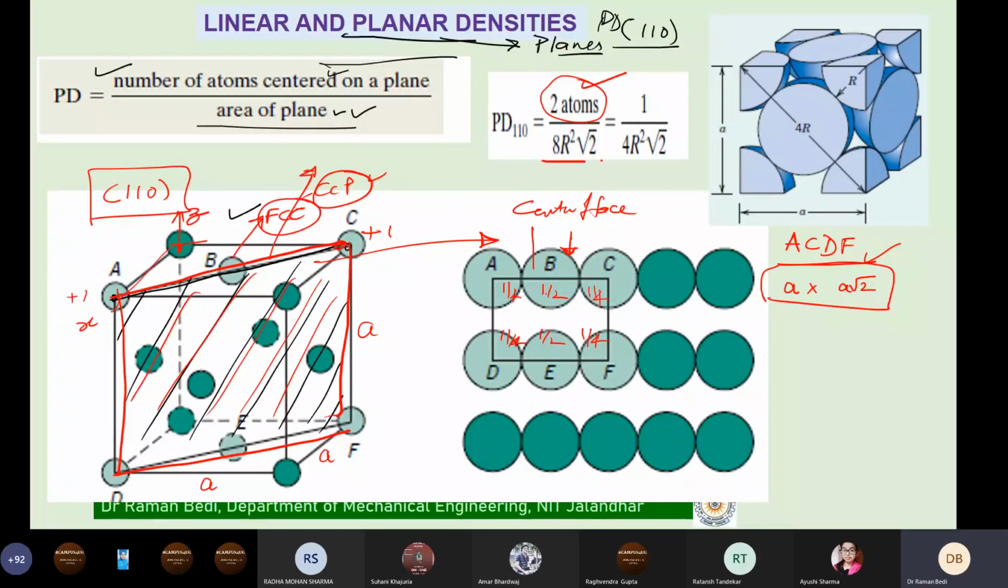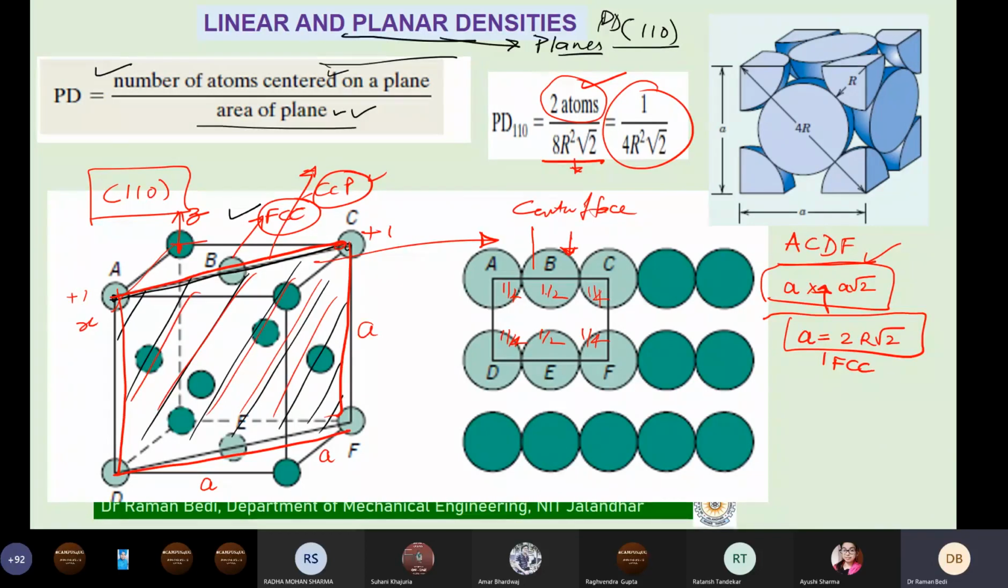And here I want it in terms of R, the atomic radius. For an FCC system, we already know the relationship between a and R: a is written as 2R root 2. So this formulation is already available with us. Going by that, I can just put in this value and I get 1 upon 4R² root 2 as the planar density of this particular plane indexed as 1, 1, 0. The same concept applies here: crystallographically equivalent planes will have the same planar density.